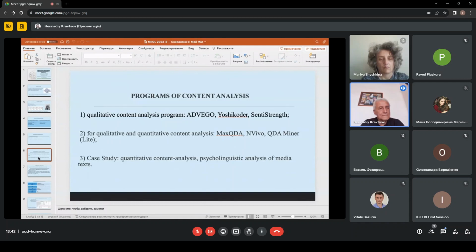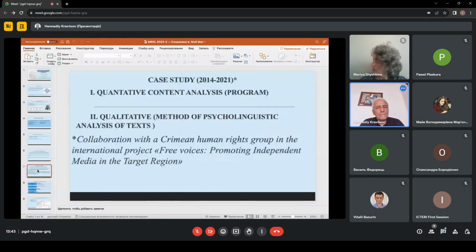And also content analysis that doesn't use any machine, any program. So this type of content analysis is qualitative content analysis, and it can be made only by humans. This type of content analysis was specially developed and used in the case studies that will be represented at the conference.